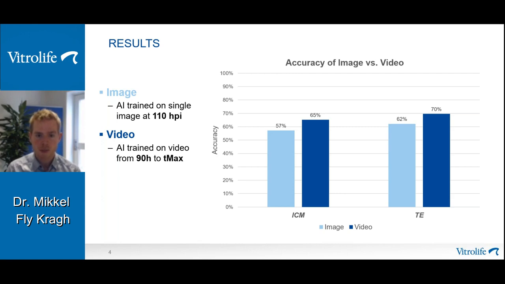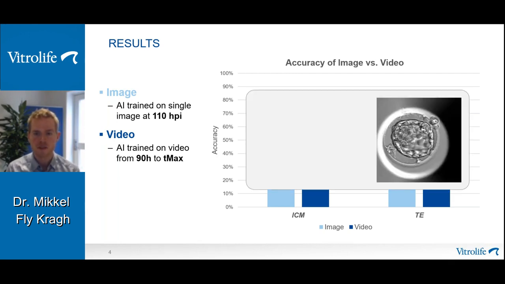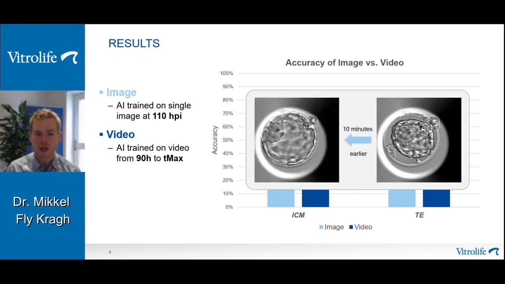And it does make sense, because when we look at a single image, for instance, 110 hours post-insemination, we may accidentally find a collapsed blastocyst like this one. But if we have the full sequence of images, we would see that just 10 minutes before, the blastocyst could look like this. And that's some of the temporal information that the AI can learn to utilize.